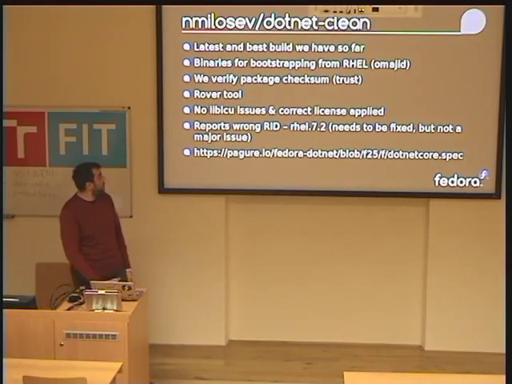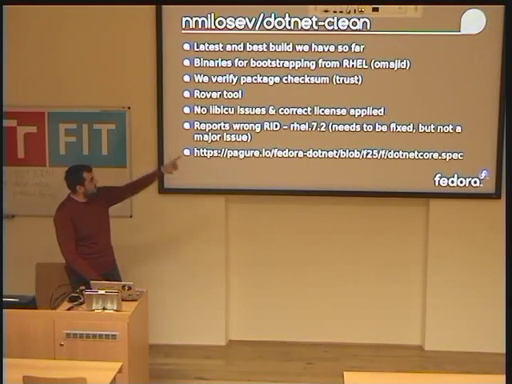So what do we do here? We take binaries from Red Hat Enterprise Linux, which are built by a trusted developer. That's his name. We verify the package is correct, so we have the checksums. We make sure it's the exact same package so we can trust it. Then we use the rover tool to bootstrap it, and it partially rebuilds the complete .NET Core and gives us the binaries.